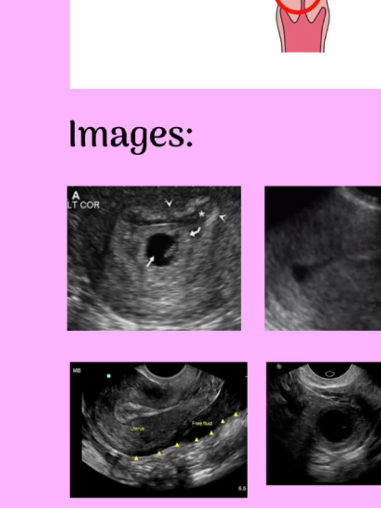Now we're going to go over some sonographic images, with the first one to the left being the normal IUP. We see that gestational sac with that decidua not only going around the gestational sac but also around the uterine cavity. That just tells you that it's eccentrically placed, which is what we want. And then we can also see that embryonic disc as well.